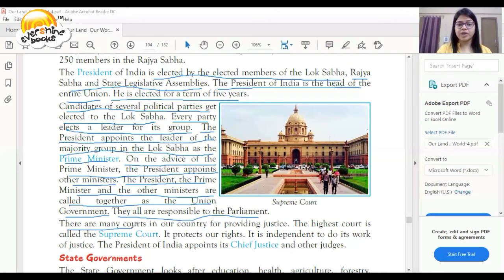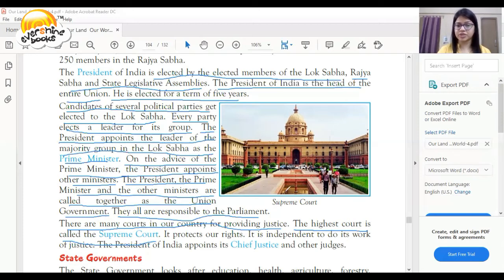There are many courts in our country for providing justice. हमारे country में बहुत सारे court हैं justice provide करने के लिए, but the highest court is called the Supreme Court. This is a very important question. Which is the highest court of our country? So the answer is, Supreme Court is the highest court of our country.